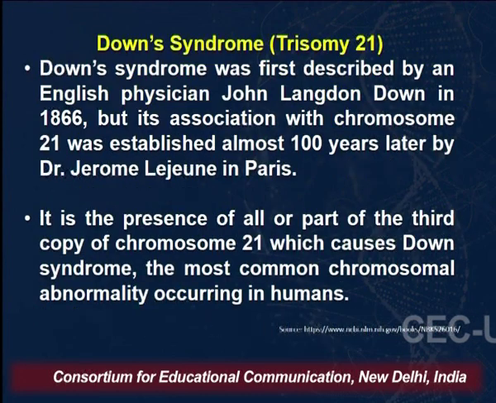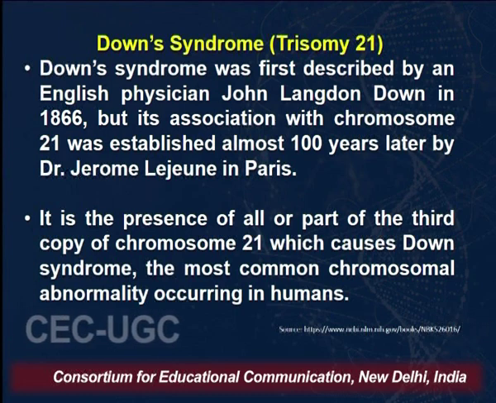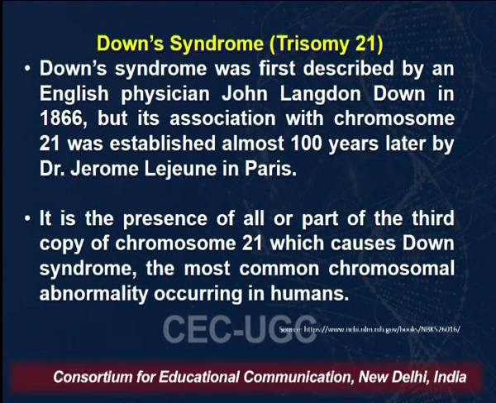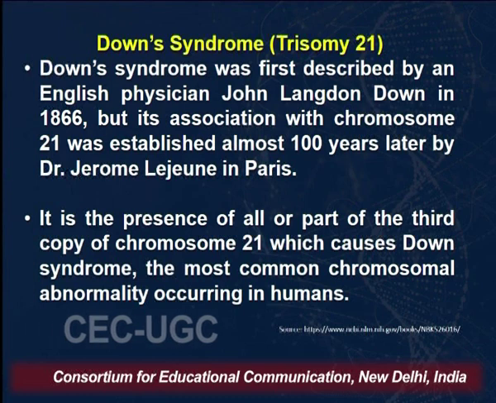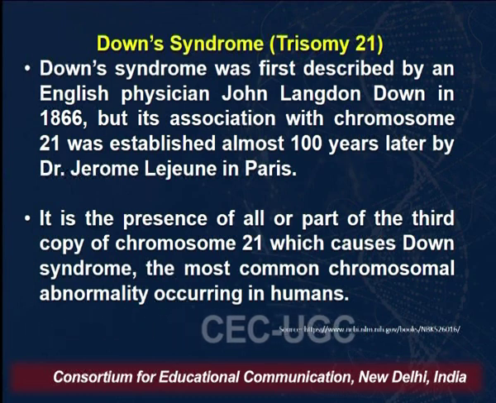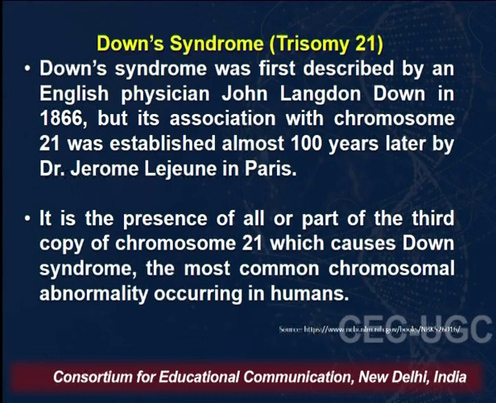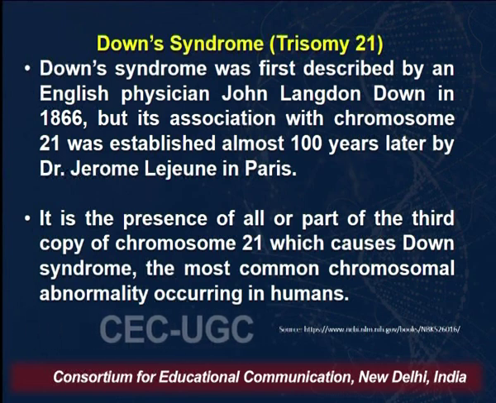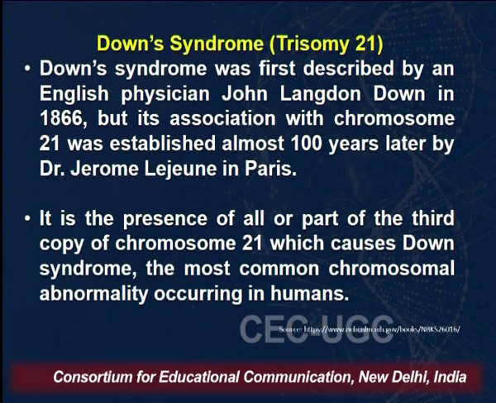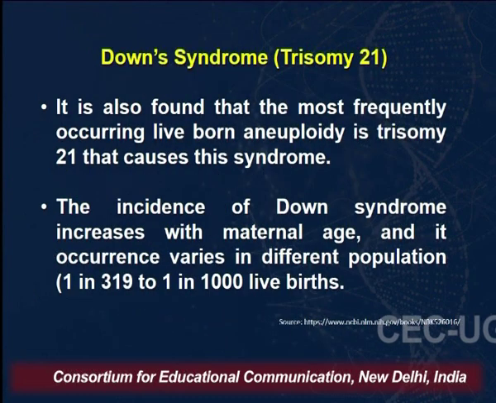The next is Down syndrome, which is trisomy 21. Down syndrome was initially described by an English physician, John Down, in the year 1866, and it is associated with chromosome 21. What happens is there is a trisomy of chromosome 21 in Down syndrome. So there are a number of chromosomal abnormalities occurring in these patients.